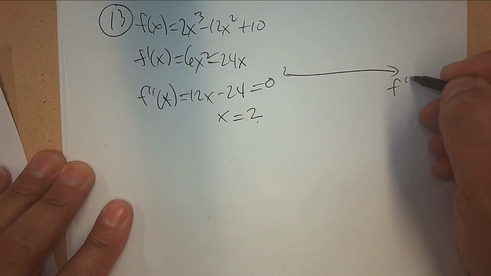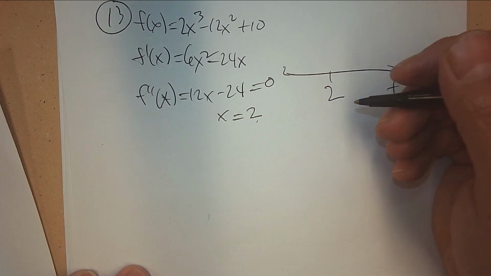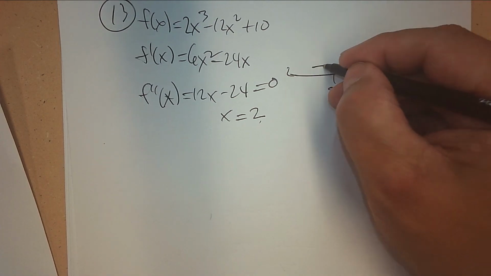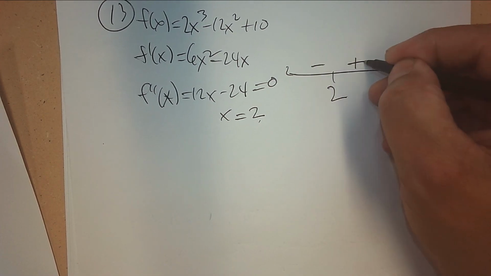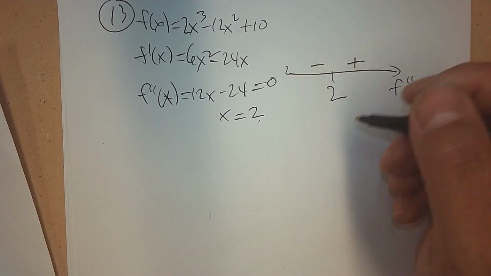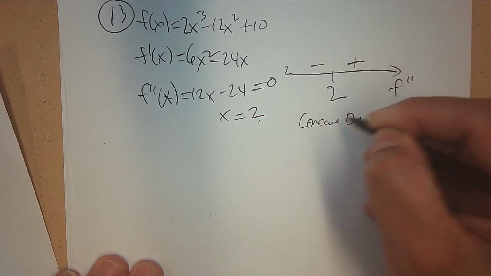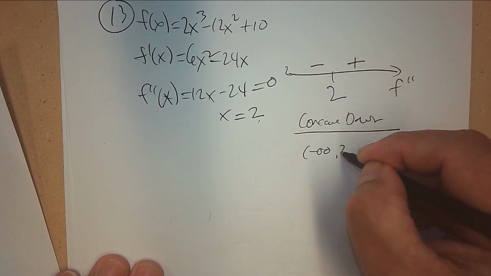Do that at 2. And you can see when you plug in a number smaller than 2, it's negative. When you plug in a bigger number than 2, it's positive. So where is it concave down? It's concave down between negative infinity and 2. Concave down.